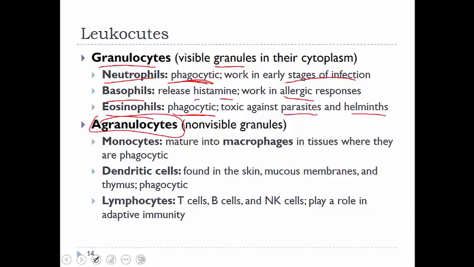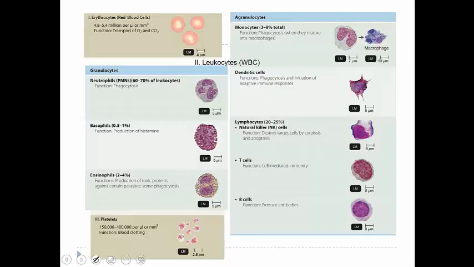Now, the agranulocytes are the ones that don't have visual granules when I look in a microscope. They include the monocytes, and I'm normally going to call them macrophages because those are the ones I've actually dealt with. These guys are phagocytotic. The dendritic cells, you find those in skin, mucous membranes, the thymus, and again, they're phagocytotic. Then we have our lymphocytes, our T cells, our B cells, and our natural killer cells. Those are important for adaptive immunity. Natural killer cells, I kind of place in the middle between adaptive and innate, and we'll talk about that a little later.